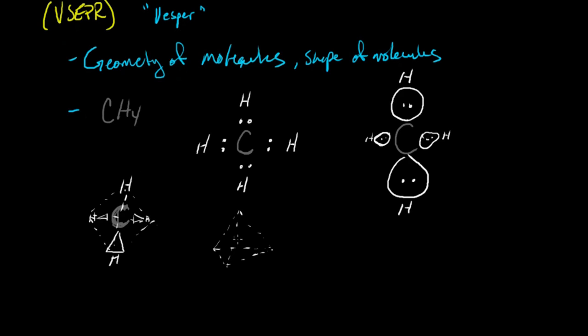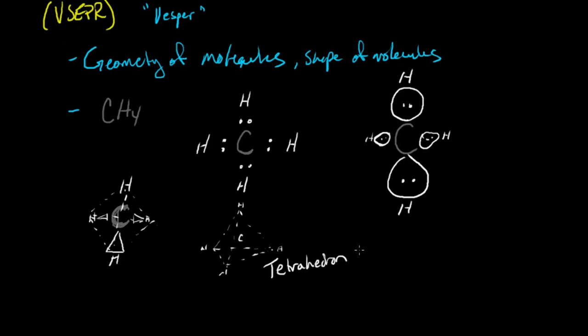The carbon's on the inside, with the hydrogens at the vertices. This is the basic shape. This is called a tetrahedron. Okay, it makes this pyramid shape that has 4 equal sides to it because of the electron pairs pushing the atoms around.